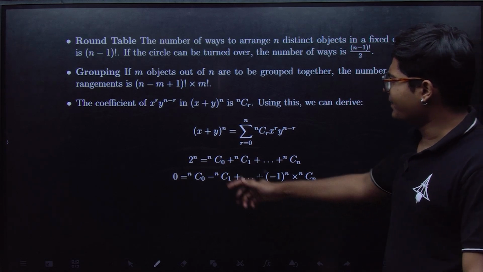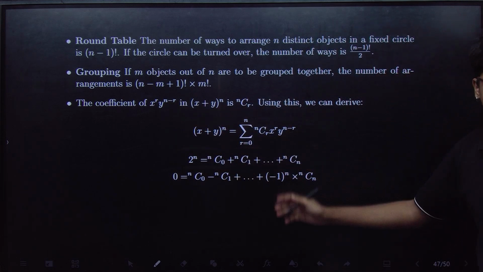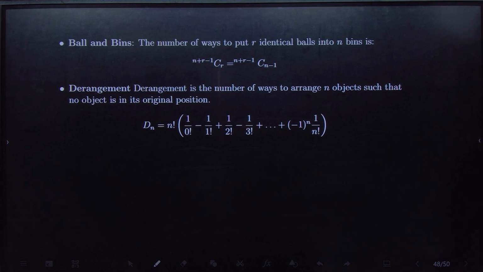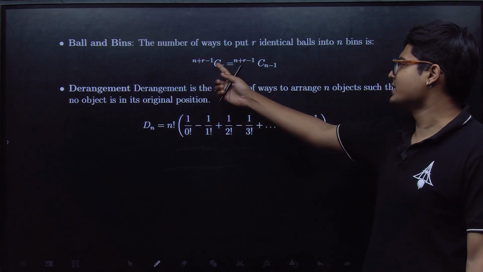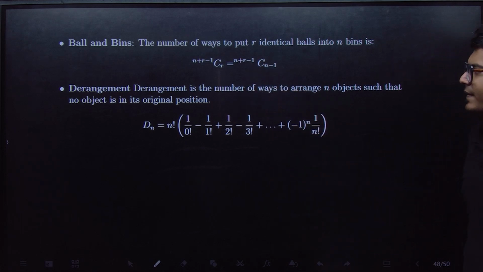The coefficient of x^r y^(n-r) in this is nothing but n choose r, which is the application of the binomial theorem. Next is balls and bins. The number of ways of putting r identical balls into n bins is n+r-1 choose r, which is n+r-1 choose n-1.